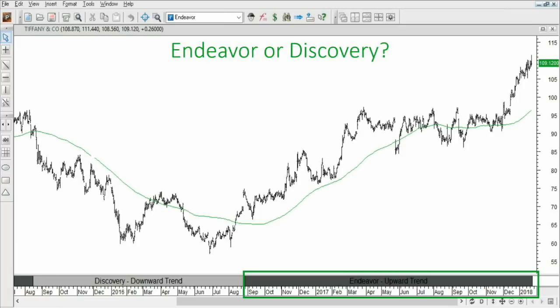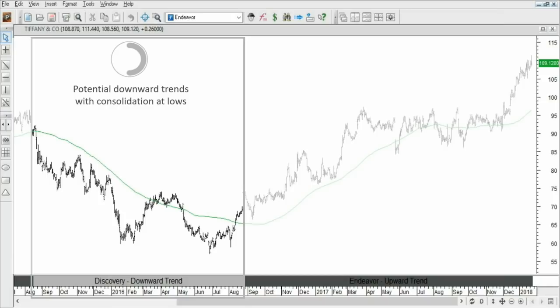So you can see here, when price was in the Discovery category, it trended down for months, eventually hitting its low and then consolidating. Or put another way, it traded sideways, not moving up or down, just dead money, as you would expect it to, since that's what the Discovery category represents: potential downward trends with consolidation at their lows. But just because a stock is currently in Discovery doesn't mean that all hope is lost.